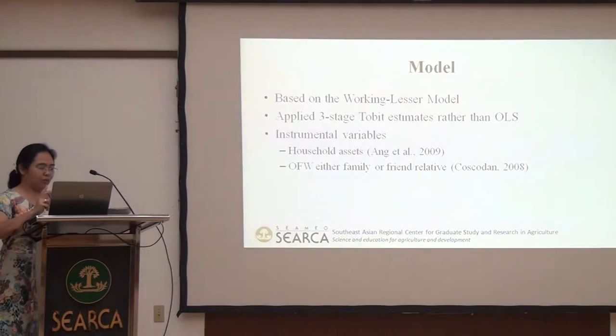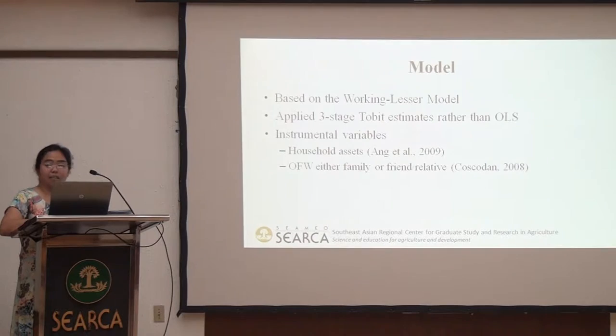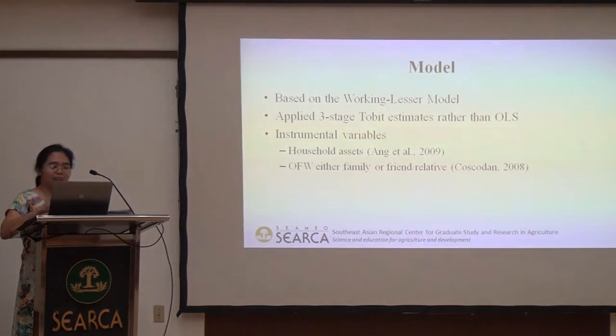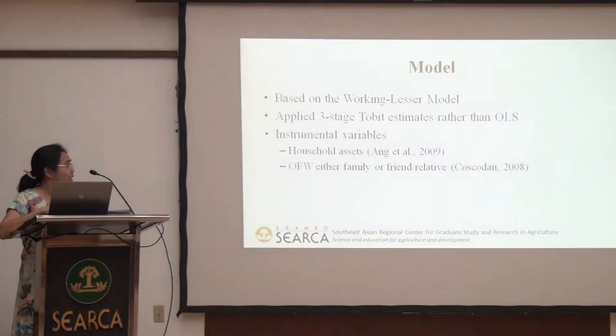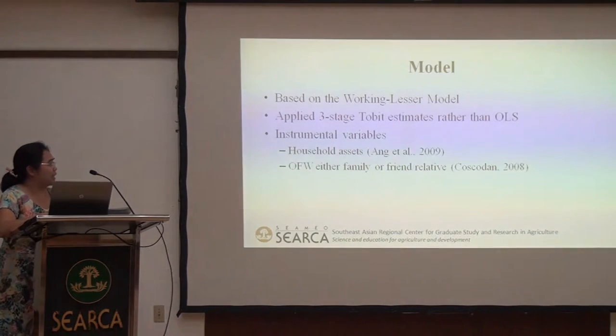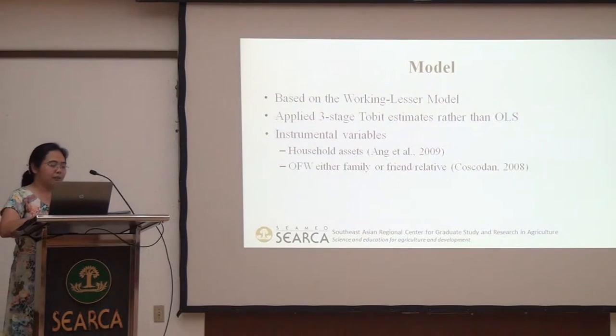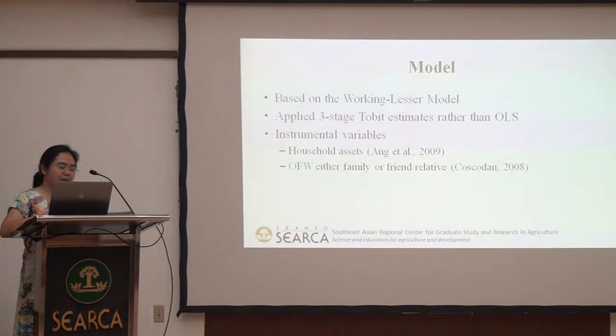So we have actually two groups under that. The first one is ownership of cars, television, and refrigerator. And the second one, under the household assets, is the ratio of entrepreneurial income to total income. Now for post-COVID 2008, another bunch of instrumental variables: at least one family member is working abroad, or at least one friend or relative is working abroad that sends remittances to the household.